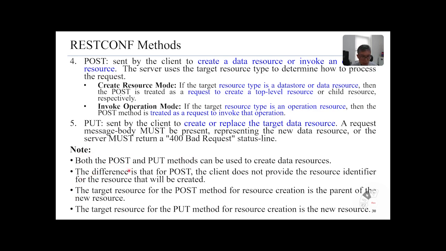And a note, this compares the differences between the post and the put methods. Both post and put methods can be used to create data resources. The difference is that for post, the client does not provide the resource identifier for the resource that will be created, and the target resource for the post method for resource creation is the parent of the new resource. Finally, the target resource for the put method for resource creation is the new resource.